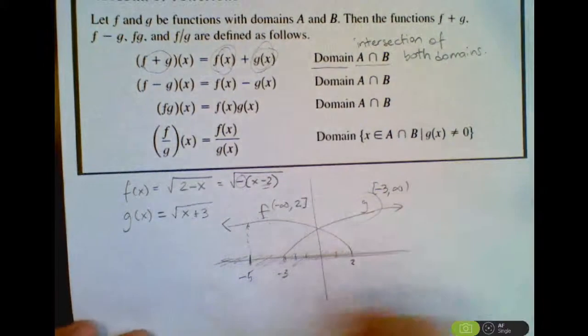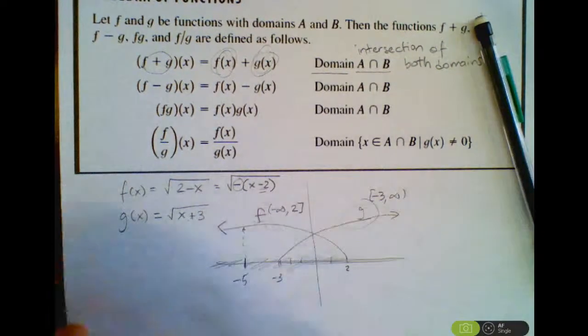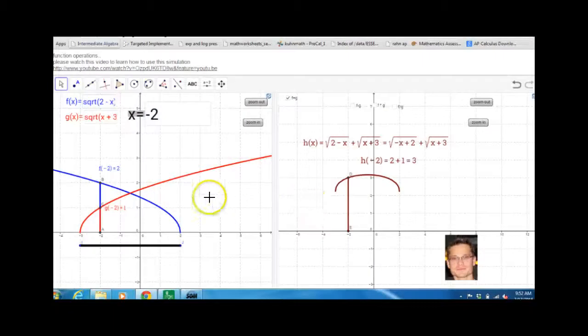So I'm going to show you the same idea in the following app that I found online. If you Google function operations GeoGebra, this is something that you can access online as well. I didn't make this, this person over here did. And it has the functions that I just told you. f is the square root of 2 minus x, and g is the square root of x plus 3, and you have them graphed here.